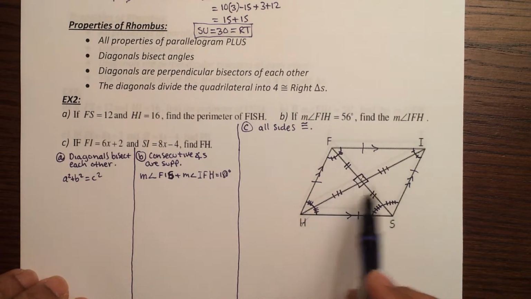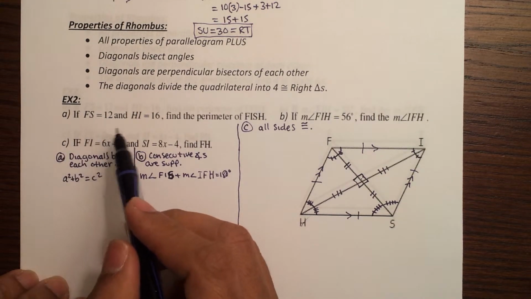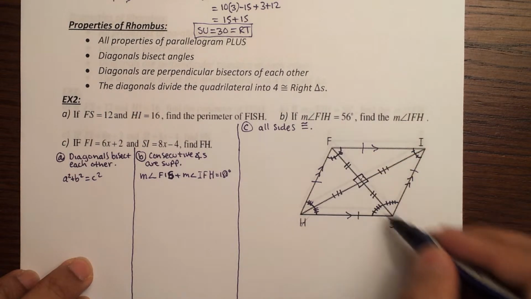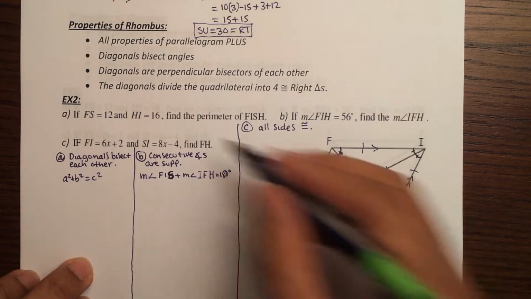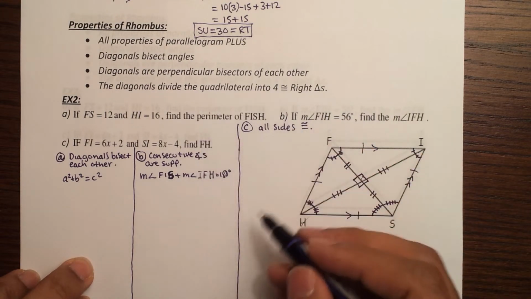And then we're going to use those properties to answer the questions in part A, which says that if FS is 12, so that means this whole diagonal is 12, and HI is 16, this is 16, find the perimeter of FISH.